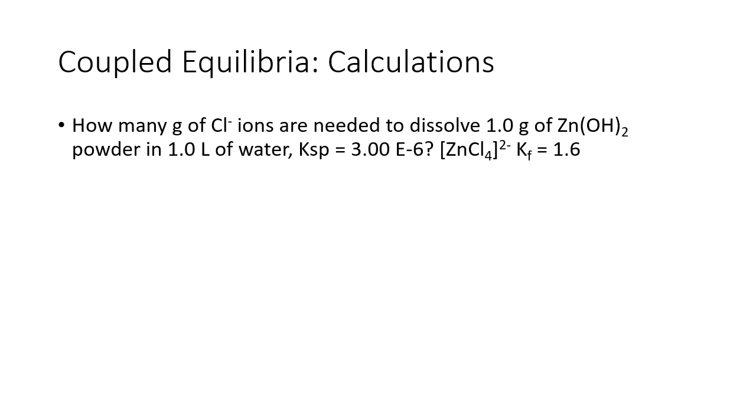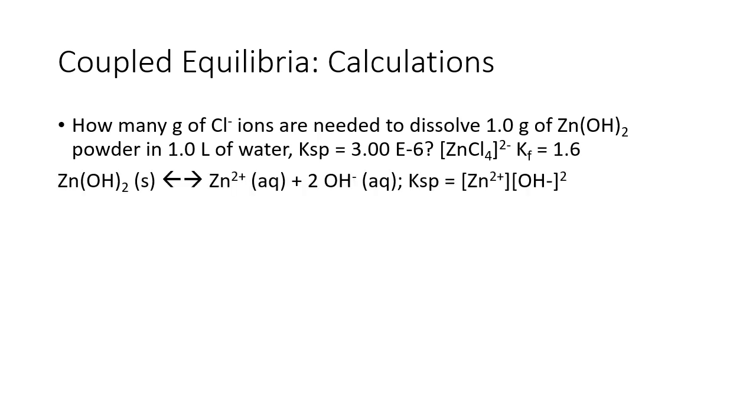So we are going to start by writing both of the related equations, the dissociation equation here, right? So we have one zinc hydroxide making zinc 2 plus and 2 hydroxide ions, and we can write the KSP equation there. So we have zinc times OH minus squared. And we can also write the formation constant, right?